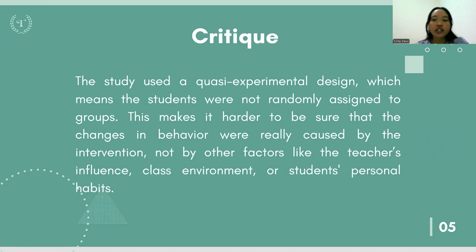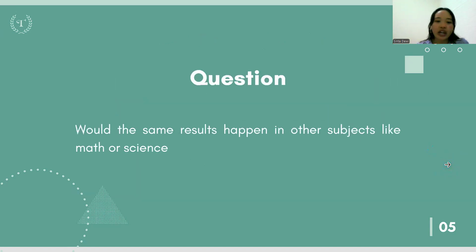And then next is the critique that I have for the study. The study used a quasi-experimental design, which means the students were not randomly assigned to groups. So they used the existing classes. This makes it harder, especially when I read it for the first time, to conclude whether it is really the treatment they were given that made the changes, or whether it is because they just used the existing classes.